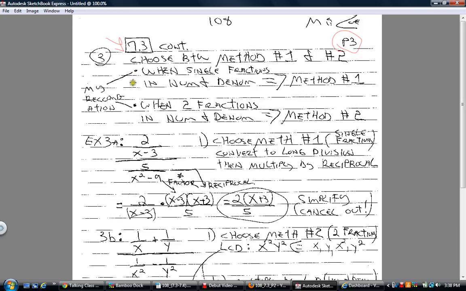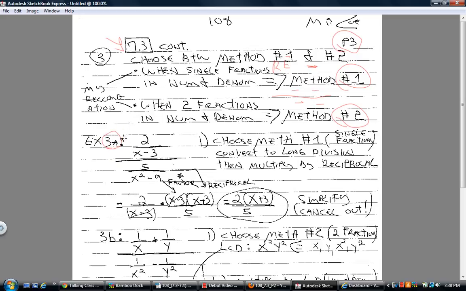Okay, so you know my recommendations, you know the drill. When you have single fractions or rational expressions in the numerator and the denominator, use method 1. And remember, you're looking for a single fraction bar. If you see 2 fraction bars, the frame of it up in the numerator and denominator, you use method number 2, which you're going to multiply by the LCD. Over here, you're going to multiply by the reciprocal of the second rational expression in the denominator. Okay, so let's just go ahead and get right into example 3a.